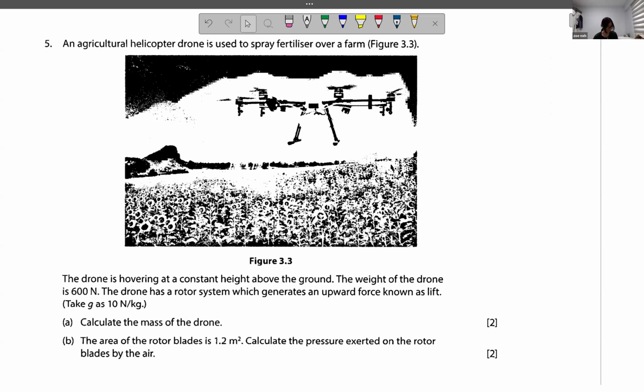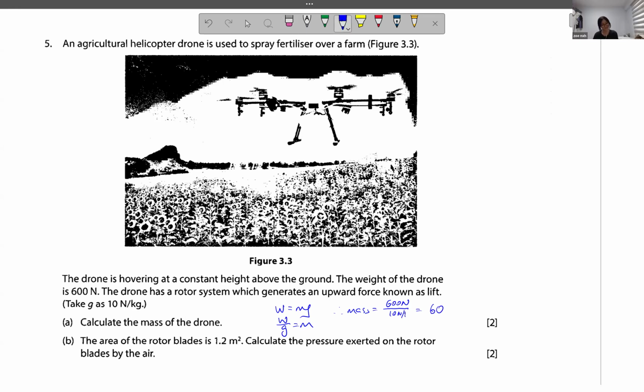This is weight over kg. Weight over g, you mean? Yeah. W equal to mg first, then W over g equal to m, right? Therefore, my mass equal to 600 over how many? 10. Yes, 10 Newton per kg. Answer is 60 Newton. Are you sure?